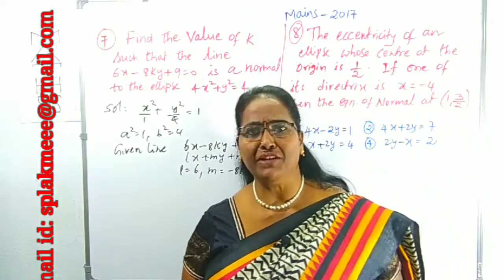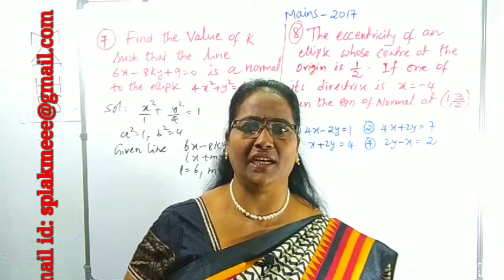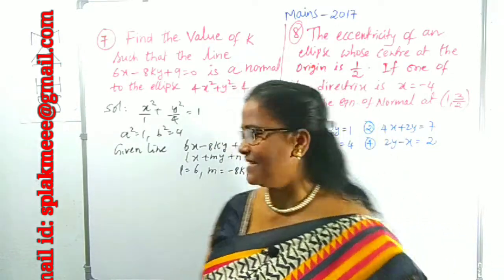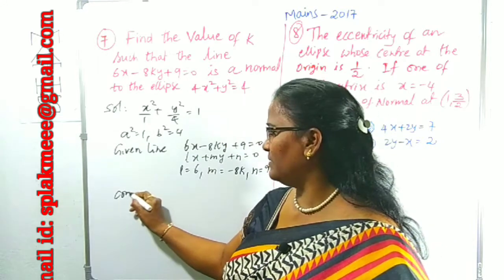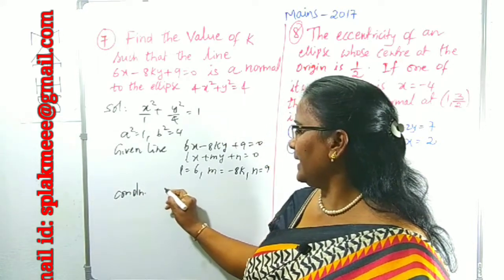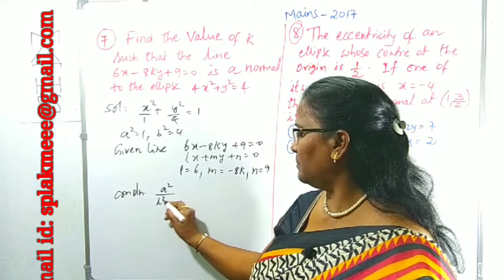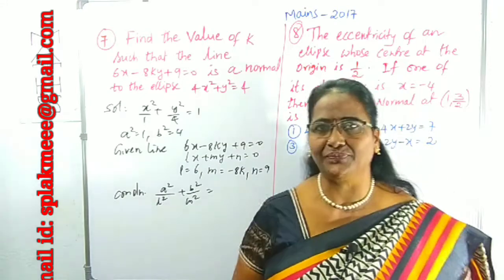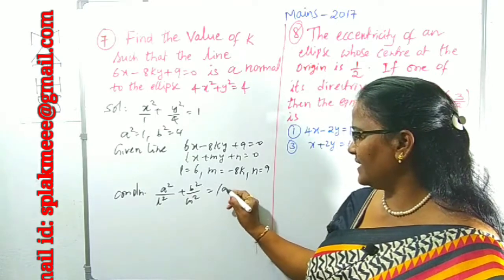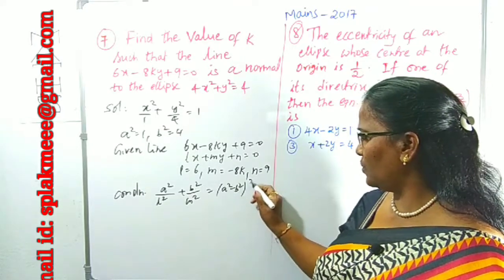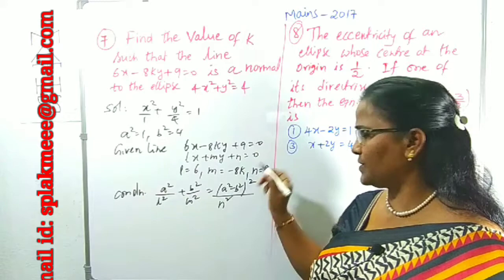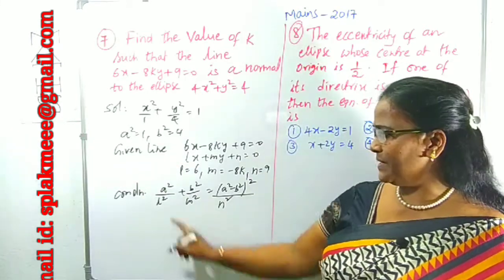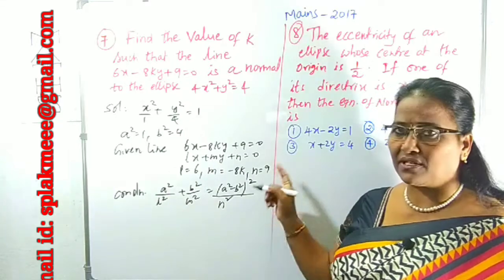What is the tip I have given when the line is normal to the ellipse? That is clearly the condition: a square by L square plus b square by M square equals to a square minus b square whole square by N square. We can use this tip here to find the unknown value k. Substitute a square, b square, L square, M square and so on.